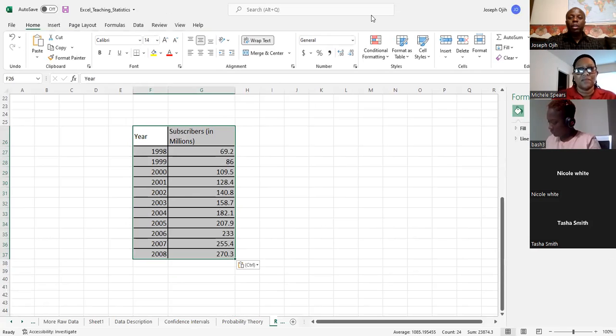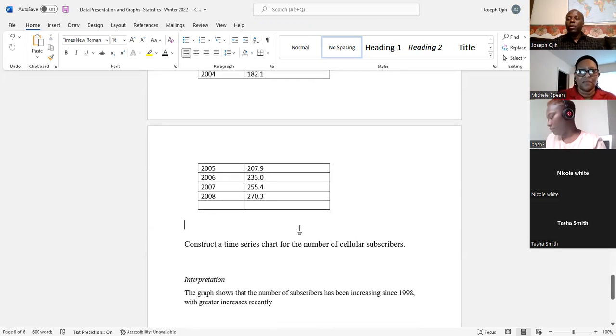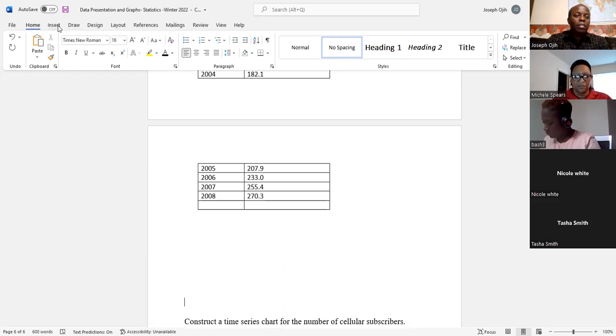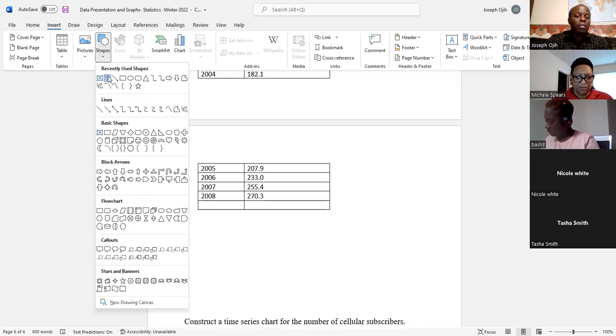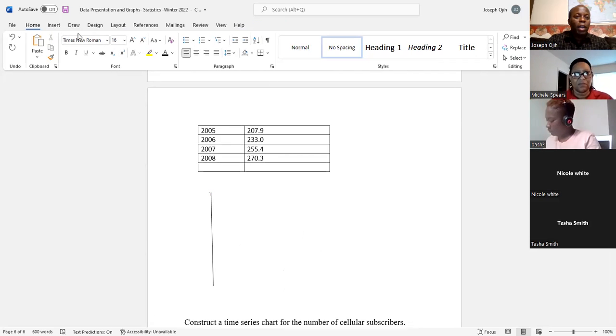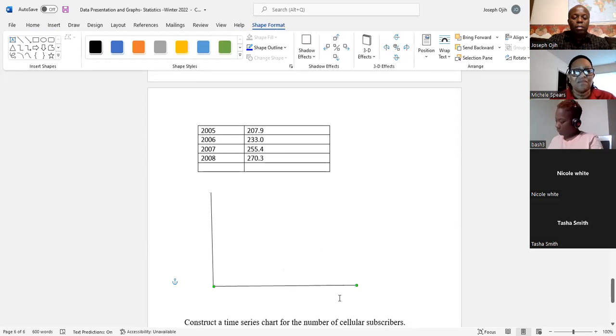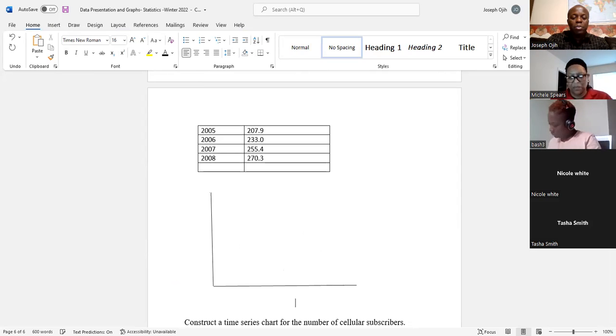Now, remember, you can always draw a graph with paper and pencil. But since we're now living in the world of technology, it's good to learn how to do it with technology as well. If you remember your graph, you make your x-axis and y-axis. The x-axis can be year, and the number of subscribers on the y-axis. But for this class, we are using Excel for that.